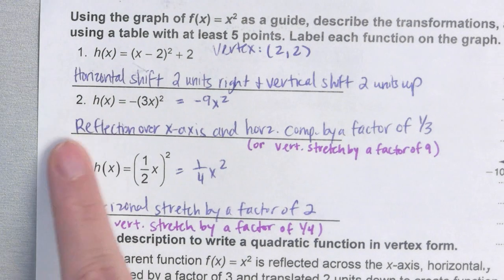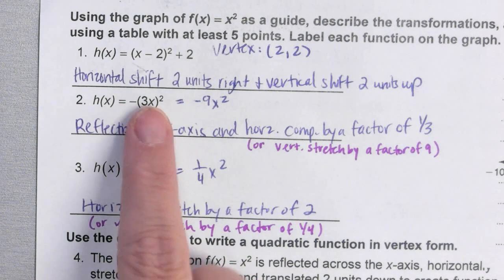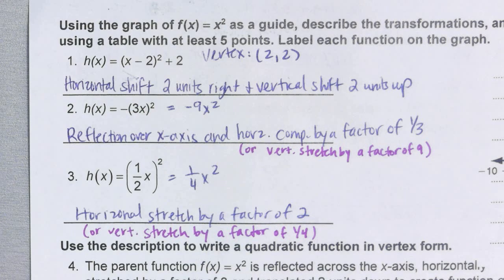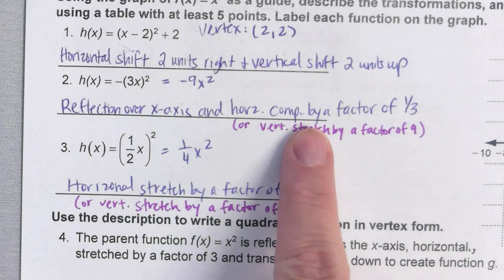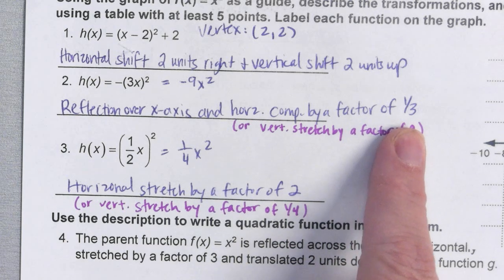For 2, you can simplify this if you would like to in order to find the vertex. But the negative means there's going to be a reflection over the x-axis because it's on the outside. And remember, anything that's inside is going to be a horizontal transformation. And then you have to use the reciprocal. So this would be a horizontal compression by a factor of 1/3.